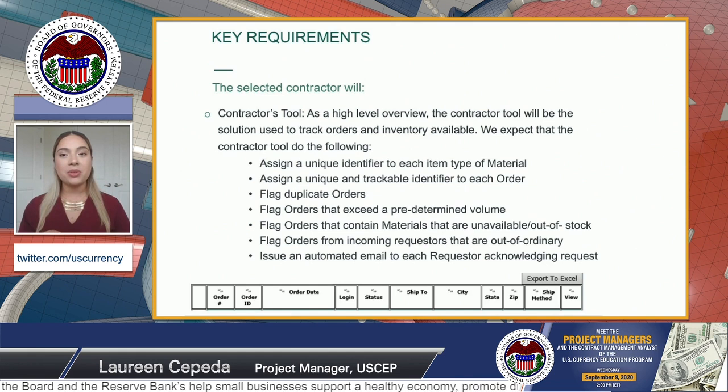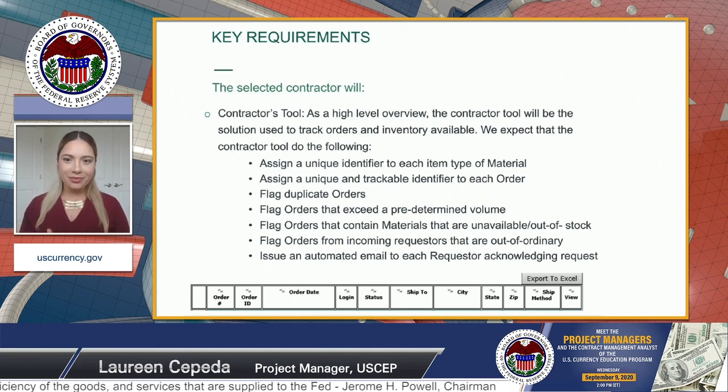We would want the tool to be able to flag duplicate orders because that does happen ever so often. We would also want the tool to flag orders that exceed a predetermined volume. We'd want it to also flag any materials that are potentially unavailable or out of stock, if that's ever the case. And to also flag any requests that are out of the ordinary.